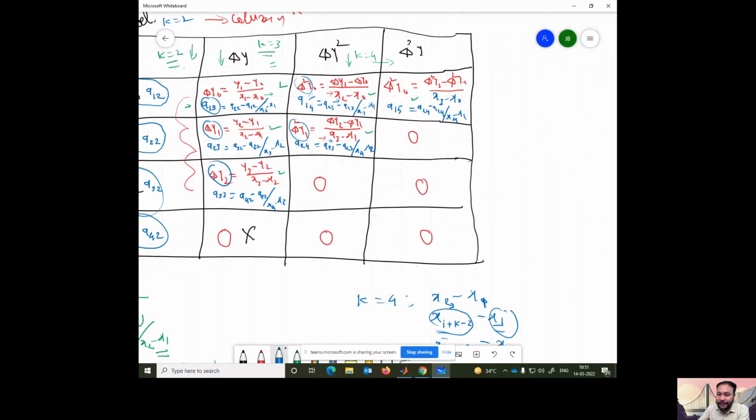Here it is x4 minus x1. If I write i, this element is k is equal to 5. So i plus k minus 2, x_i. The number of rows is here 1, plus 5 minus 2, x_1. It means x4 minus x1. It means it is exactly working. Now, what is the reason behind it?